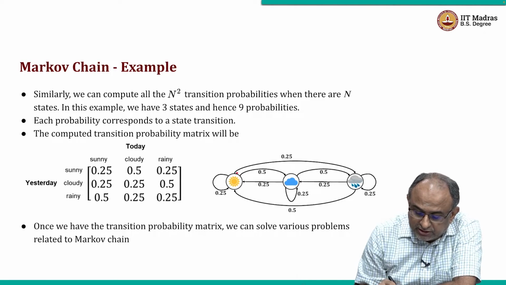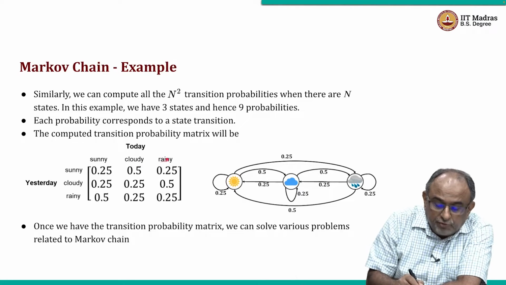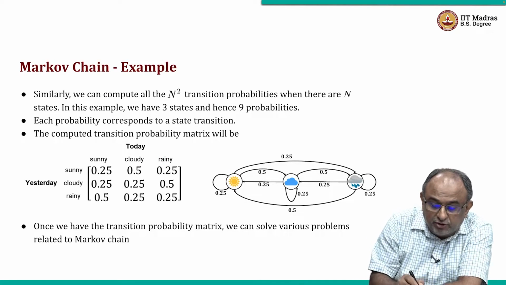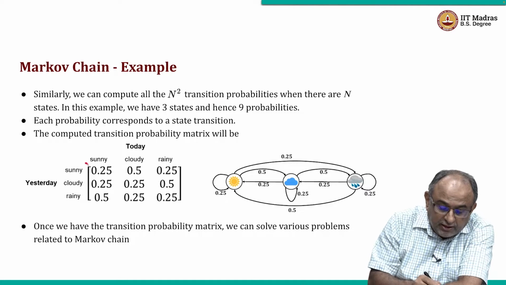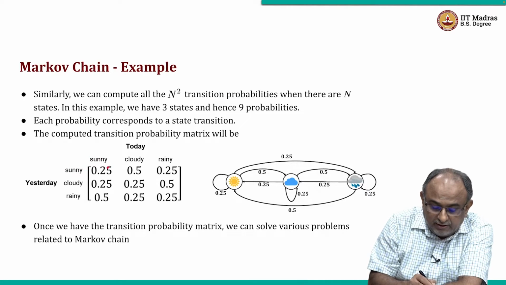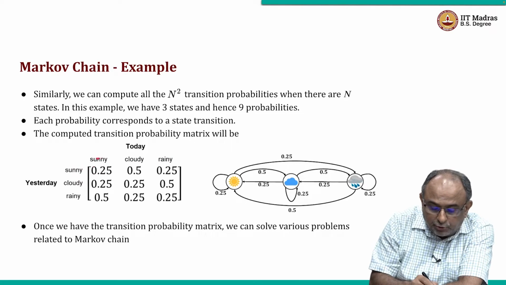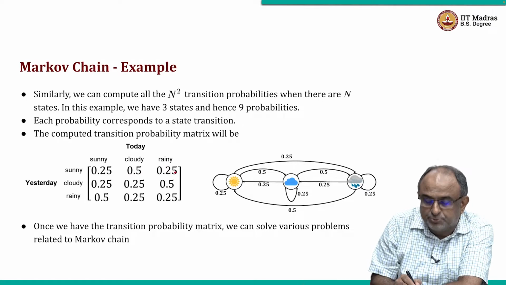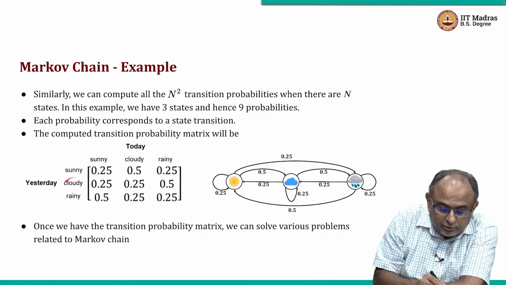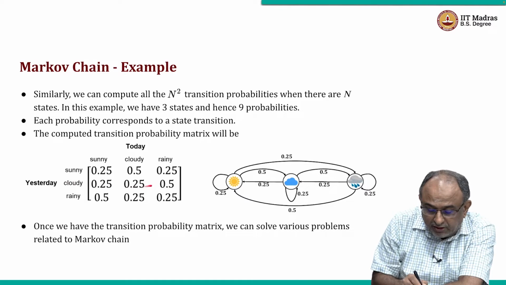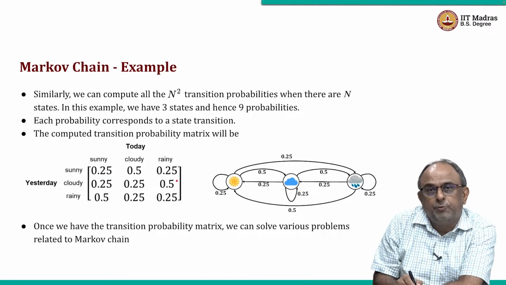So, if you look at this, what do we do? We looked at the historical data, and so there are n squared such probabilities. Given sunny, I can become sunny the next day or cloudy the next day or rainy the next day. So, given sunny, tomorrow can be only one of these 3 weather conditions. Therefore, this total probability should always add up to 1. So, 0.25 plus 0.5 is 0.75 plus 0.25 is 1. Okay. Given yesterday is cloudy, today can be only one of these 3. Again, it will add up to 1.